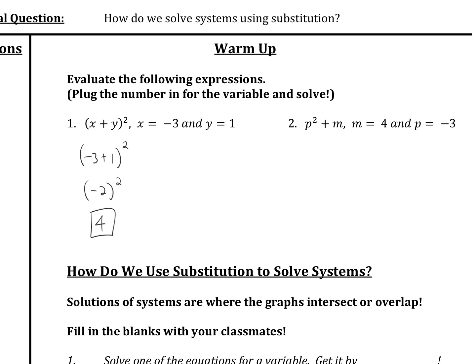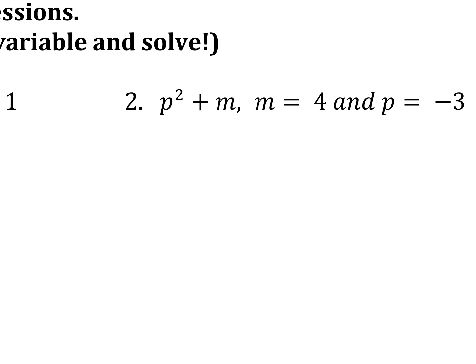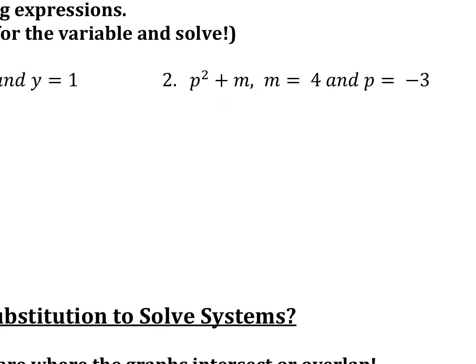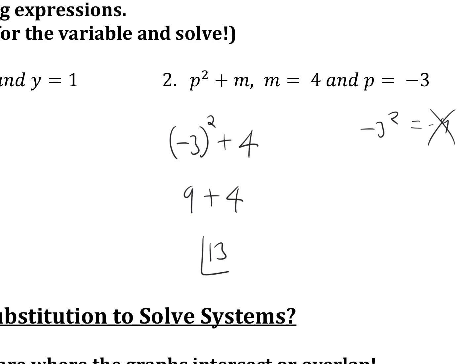Try number 2 if you haven't done that yet. All right, for number 2, we have p squared plus m, for m equals 4 and p equals -3. Be careful. We know p is -3, so we're going to do (-3) squared plus 4. Put the -3 in parentheses, because it's different than without parentheses. -3 times -3 is going to be 9, but if you type -3 squared into your calculator, you're going to get -9, which is not correct, okay? So 9 plus 4 is going to be 13.